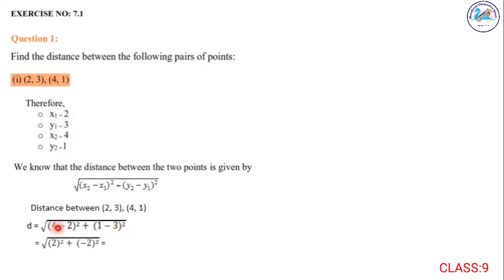Just go for calculation. 4 minus 2 the whole square, that is 2 square, plus 1 minus 3, which is minus 2 square. 2 square is 4 and minus 2 square also gives 4. Then 4 plus 4, that is 8. 8 we can split into 4 into 2, and this 4 is a perfect square, so out of the square root 2 will come out, and inside the square root there is another 2, that will remain as root 2. So the final answer, the distance between 2, 3 and 4, 1, is 2 root 2 units. That is the answer.